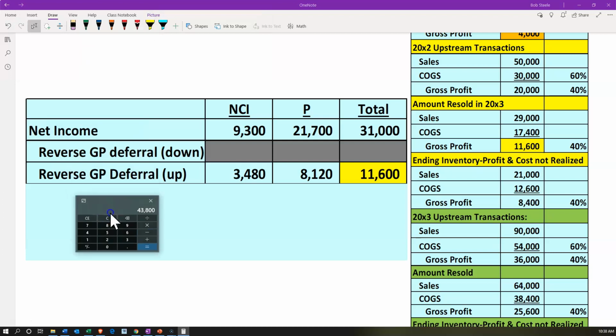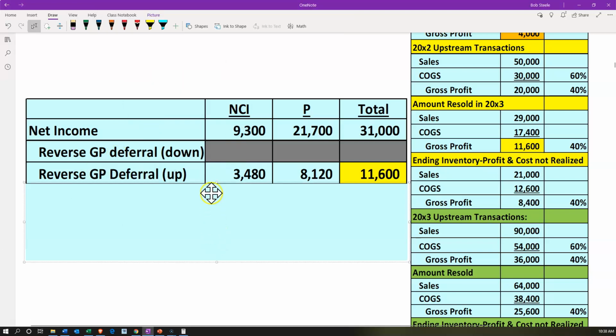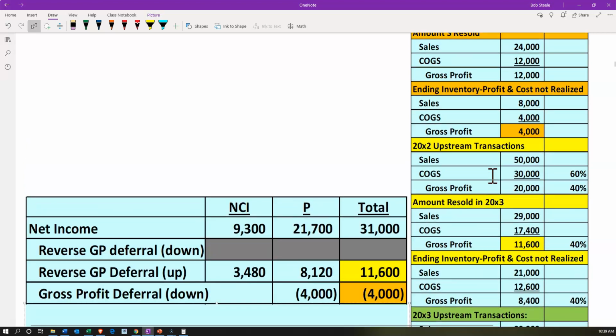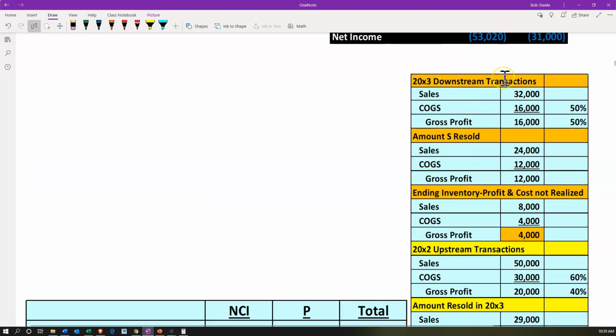So then I'm going to pull out our trusty calculator. That means we're just going to take the 11.6 times the 0.7. That's going to be the 8,120. And then, of course, the 11.6 times the 0.3. That's going to be the 3,480. Okay, and then we're going to do the current year stuff. So that's going to be the gross profit deferral down. So now you're thinking current year, 2000X3 in our example. So the down meaning it's going from P to S. And so we're going to say, all right, that one's going to be 2000X3 downstream.